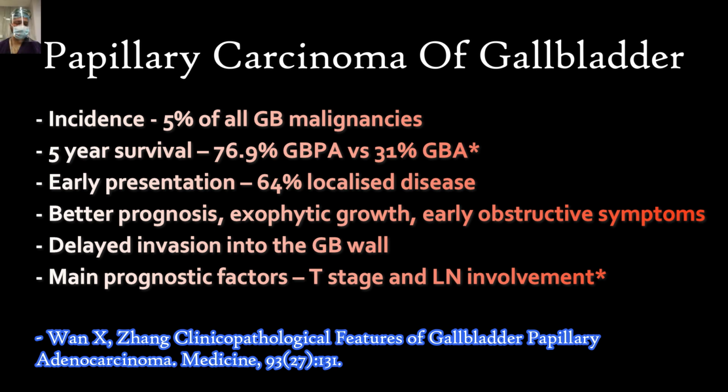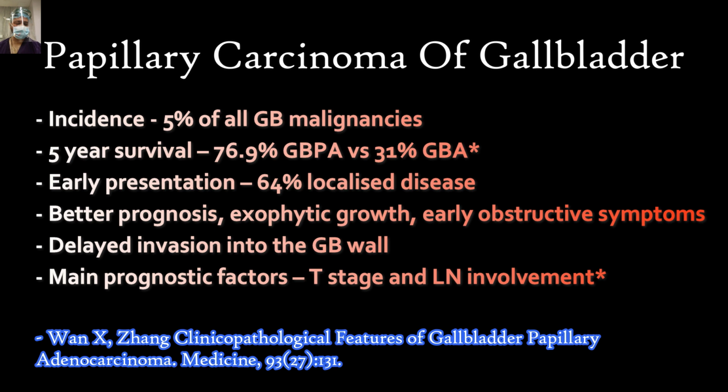There is an early presentation, 64% are localized. The prognosis is better because there is exophytic growth, early obstructive symptoms, which we will discuss more, and there is a delayed invasion into the GB wall. The main prognostic factors will be T stage and lymph node involvement, as in all other malignancy.